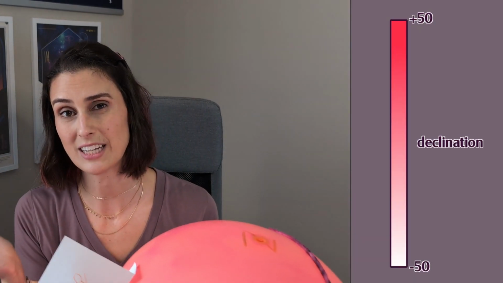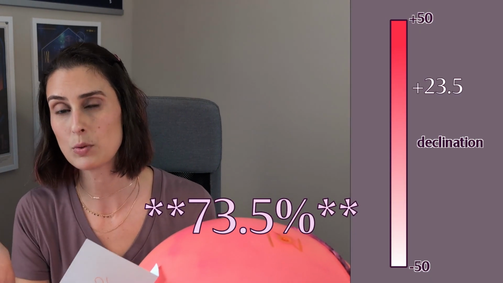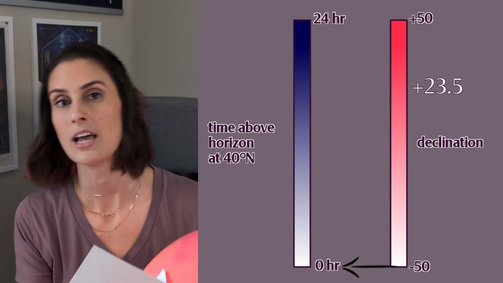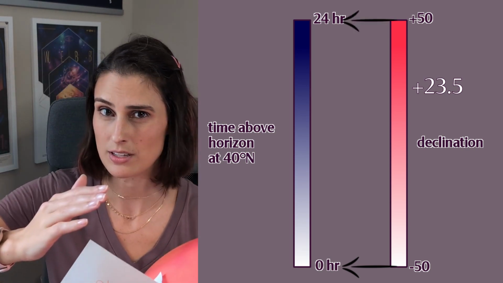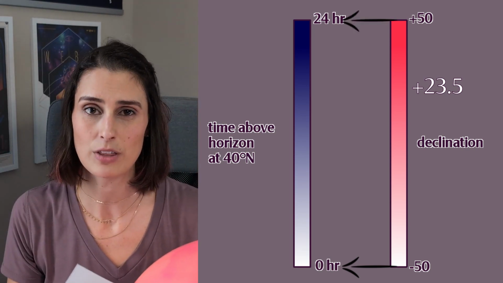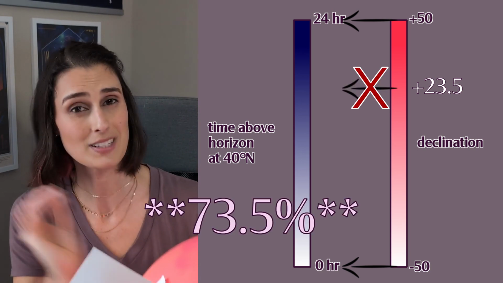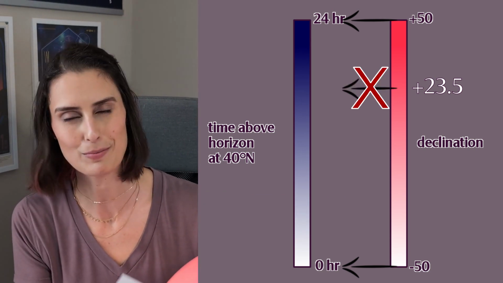Now the amount of time that an object is in the sky depending on its declination at a given latitude is not a linear relationship. By that I mean at 40 degrees latitude, 23.5 declination is about 82% of the way between objects that are up for 0 hours and objects that are up for 24 hours. But the amount of time that an object at 23.5 is up is not 82% of 24 hours. That was a mouthful, but I hope it made sense.